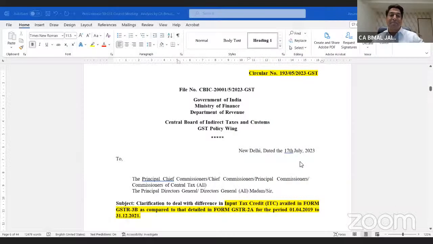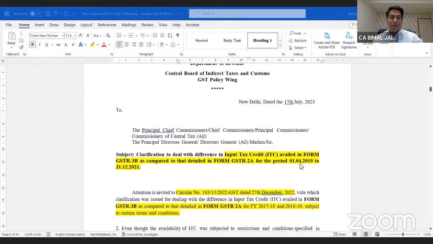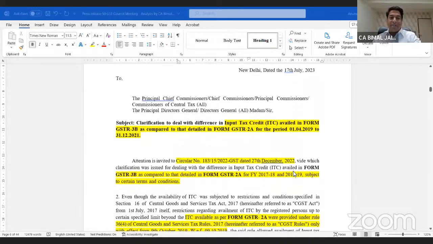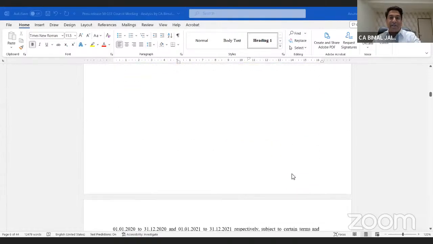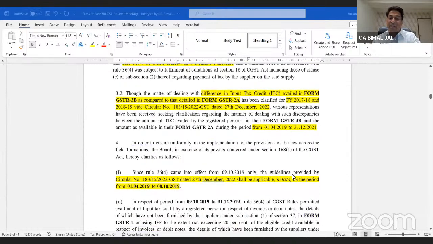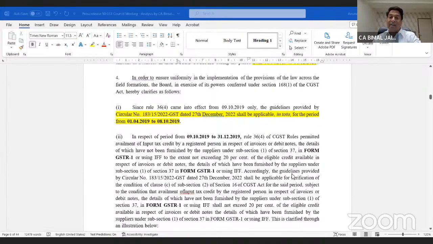Now this is the circular number 193. And I'm going to put this document in the description box. I've highlighted the important pointers which I have discussed with all of you. So this is what this circular is talking about. But interestingly, there are 2-3 points which I want to deliberate and clarify.